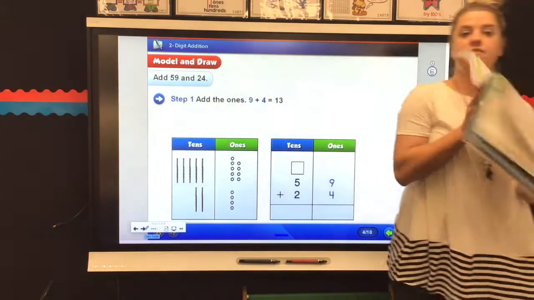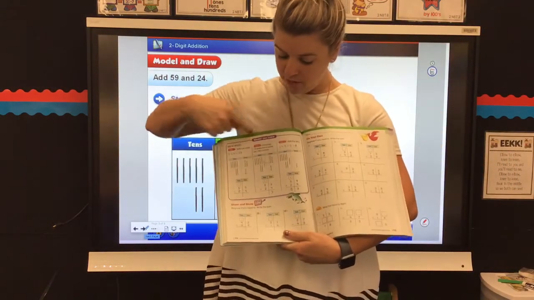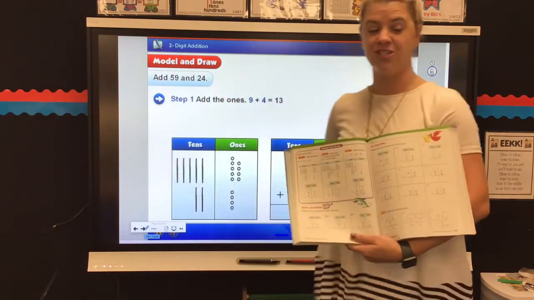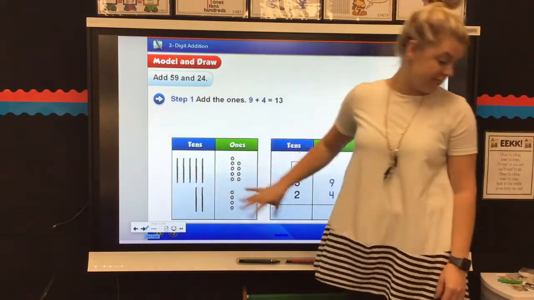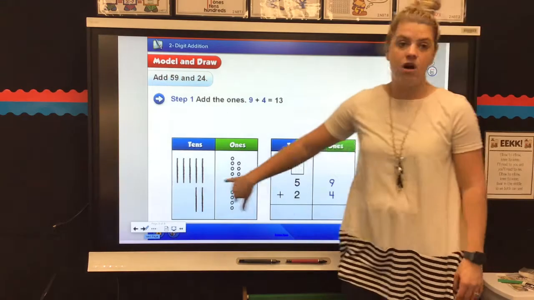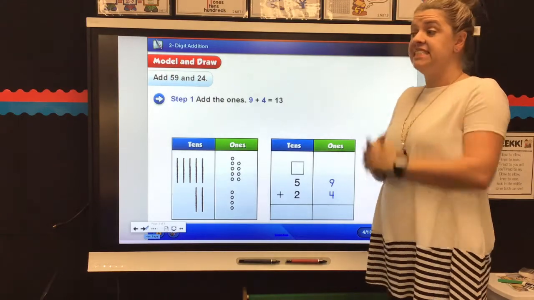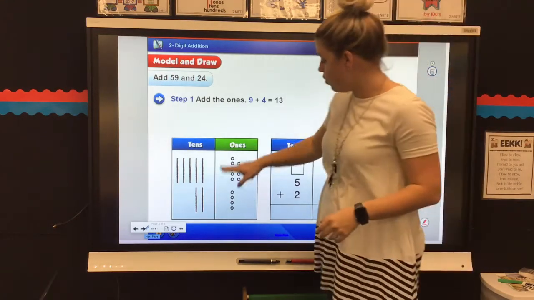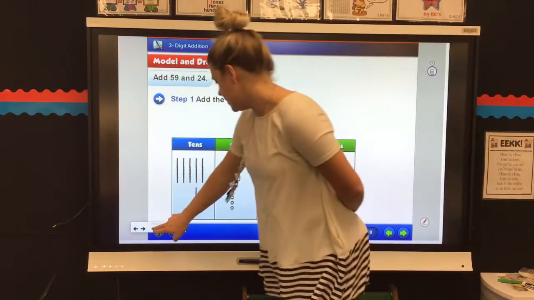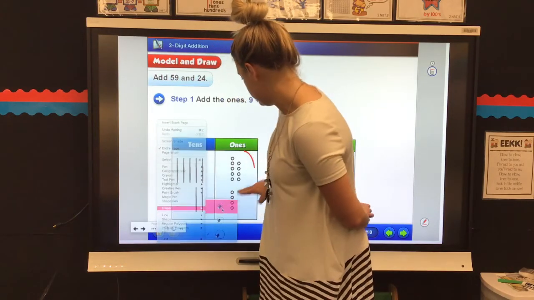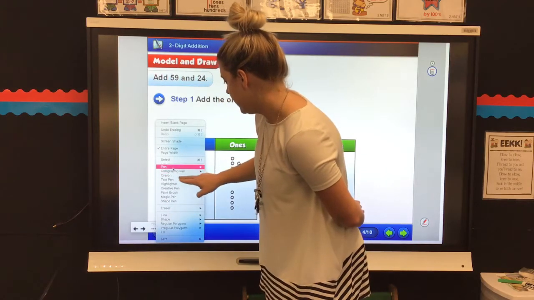All right, now we're going to flip over and we're going to go to page 194. Okay, so you're just going to flip it over and you're going to see a page that looks like this. Okay, we are going to be concentrating on this top part right here first, model and draw. Now, mine looks a little different from yours because mine is the whole thing all on one, where yours is broken into 3 different steps. Okay, so step 1, we are going to look at our ones because it says add the ones, okay? Now, let me erase this little stray mark so we don't get confused. All right, so here we go.